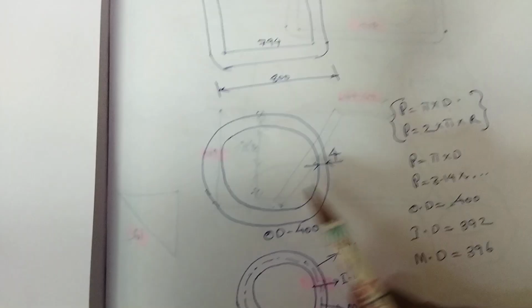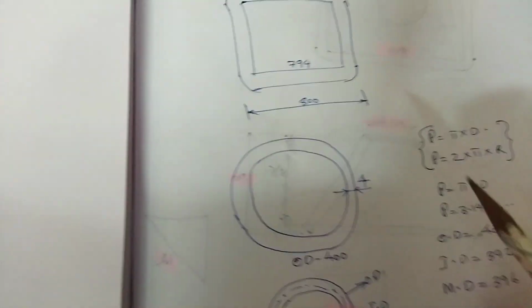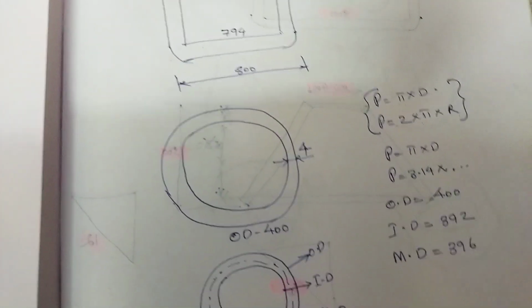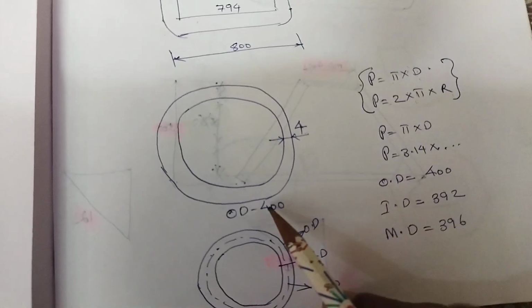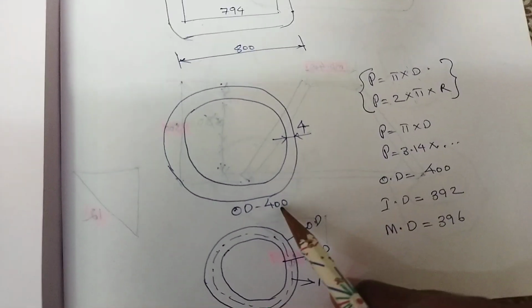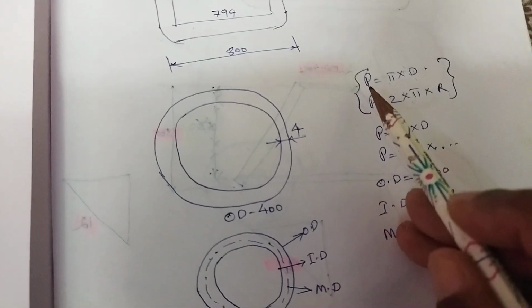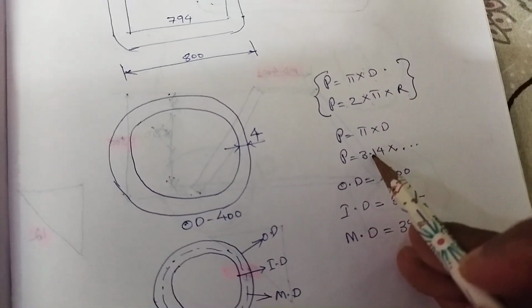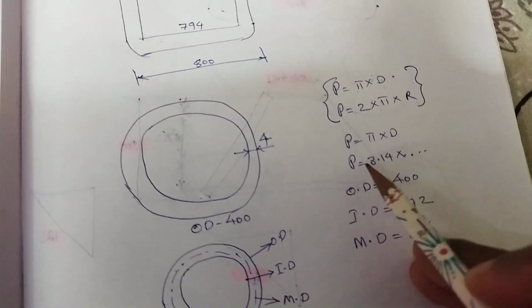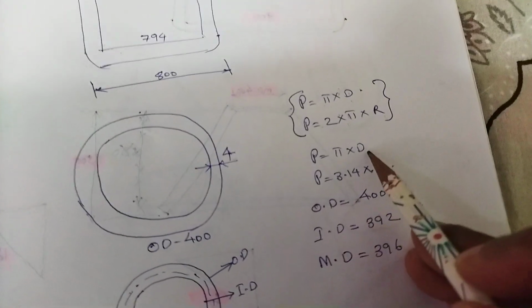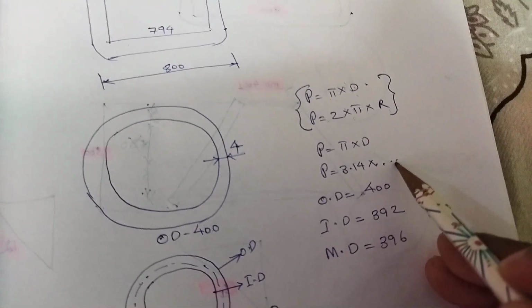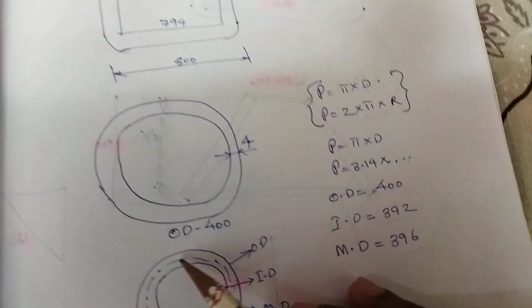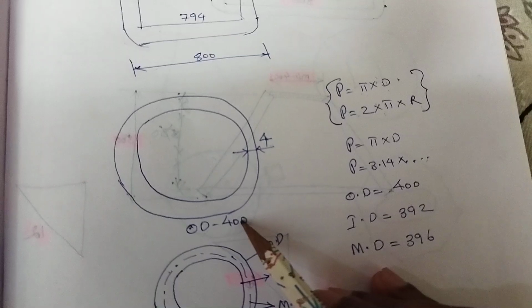For example, it also has a height of 500. Earlier we were considering 500. And its OD is 400. How will you calculate P? For calculating P, we know pi is 3.14. P is equal to pi into d. Pi is 3.14. For diameter, what will you write? Here we have written OD is 400.